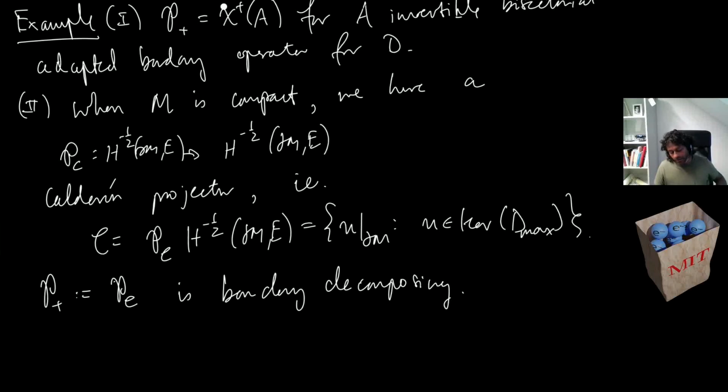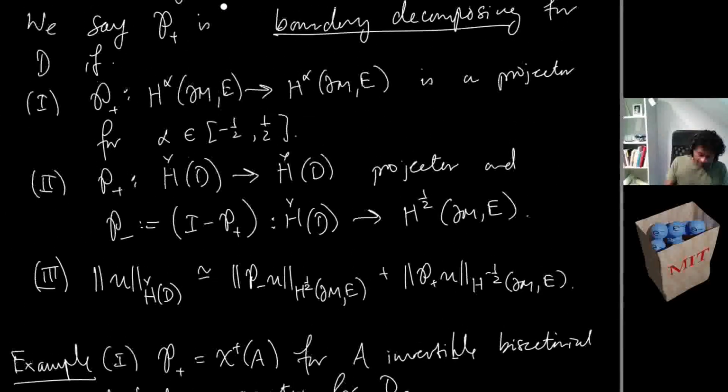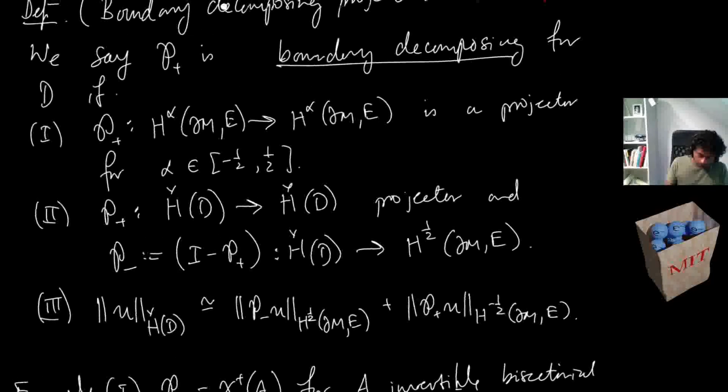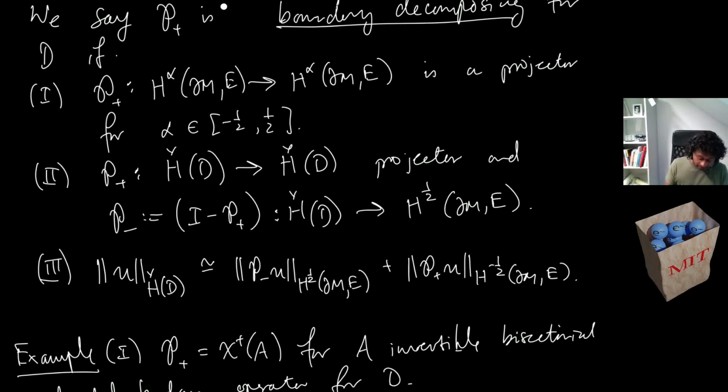Okay, so I'm giving these examples to say that the class of objects we're looking at is non-trivial, but we want to have as much flexibility as we can. Choosing, fixing a boundary decomposing projector, in particular by condition 3, allows us to really write the norm of H-check. Well, it gives us an alternative norm for H-check, right? So that's really saying that we are understanding.